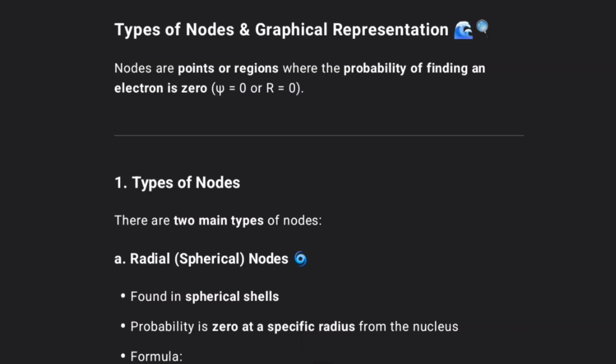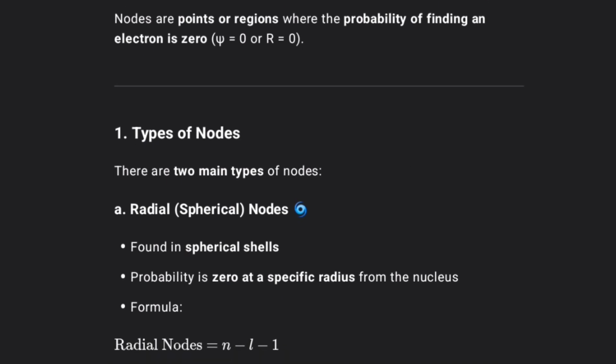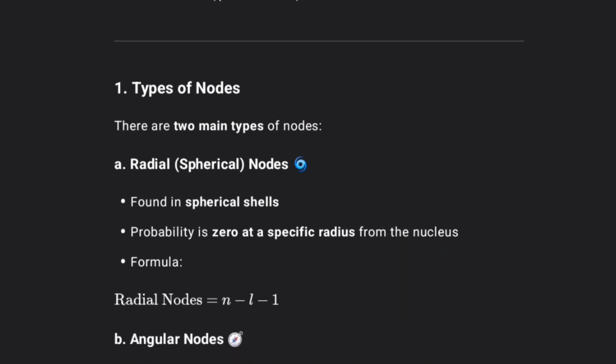Nodes are points or regions where the probability of finding an electron is 0, psi equals 0 or R equals 0. Types of nodes: there are 2 main types. A, radial or spherical nodes, found in spherical shells, where probability is 0 at a specific radius from the nucleus. Formula: radial nodes equals n minus l minus 1.